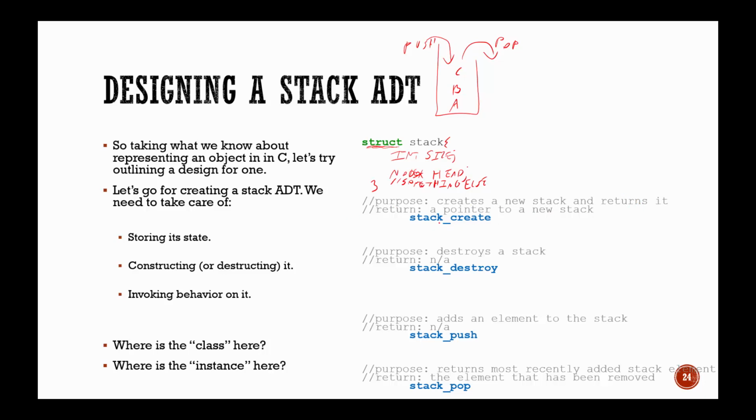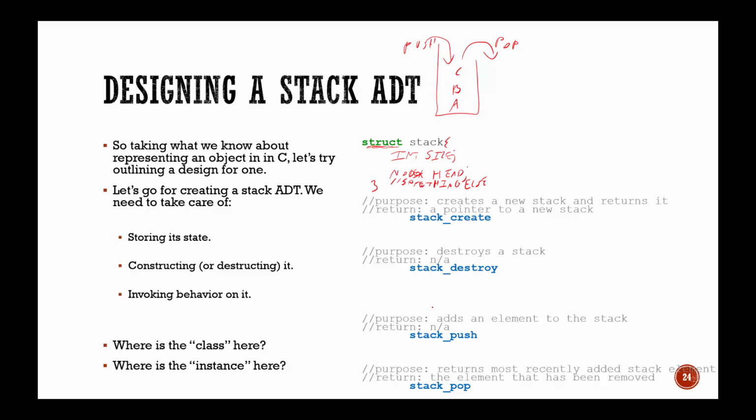So let's look at this. Stack underscore create. First of all, this is going to be my notation. Notice I have the stack underscore in front. That's going to be the way I designate these functions as all belonging to some new ADT that I'm building, by putting that in front. So they'll all be stack underscore. It's going to be a standard thing.